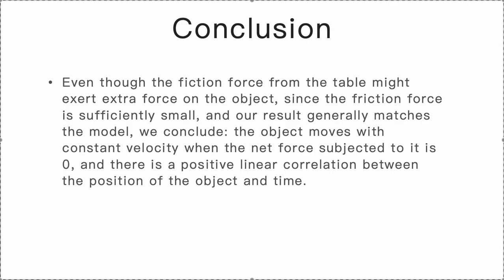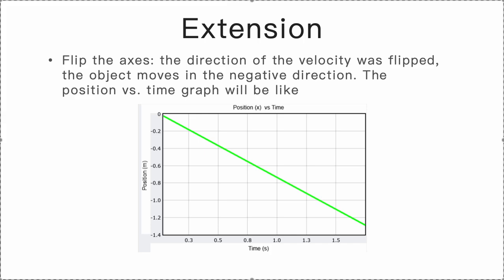Finally, my conclusion is, even though the friction force from the table might exert actual force on the object, since the friction force is sufficiently small and our result generally matches the model, we conclude the object moves with constant velocity when the net force subjected to it is zero, and there's a positive linear correlation between the position of the object and time. And here is some extension.